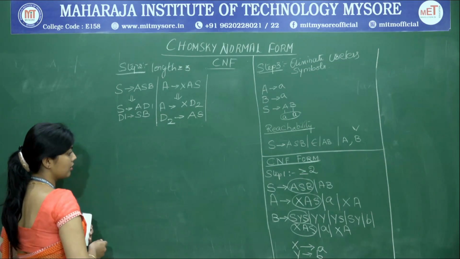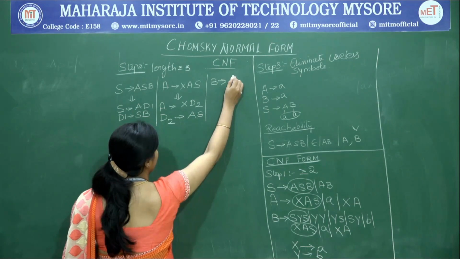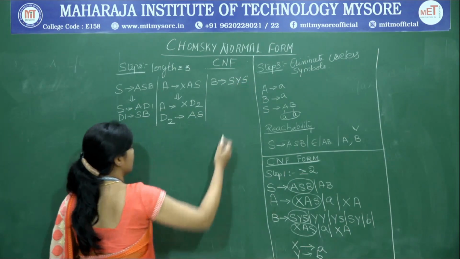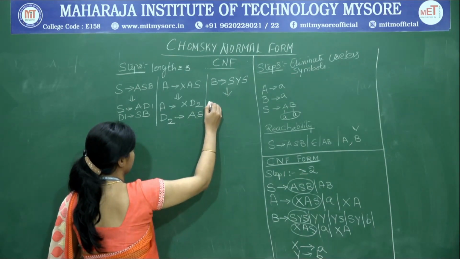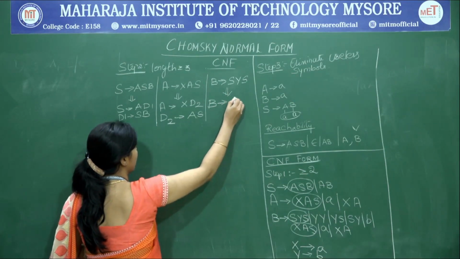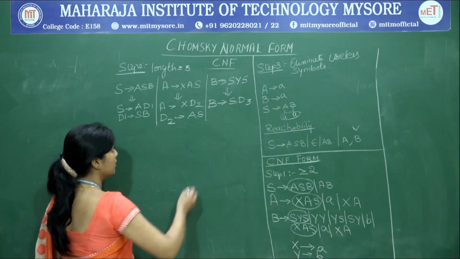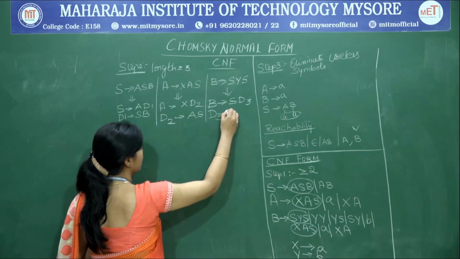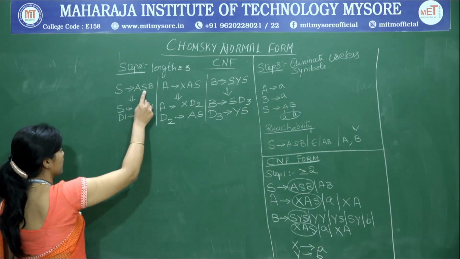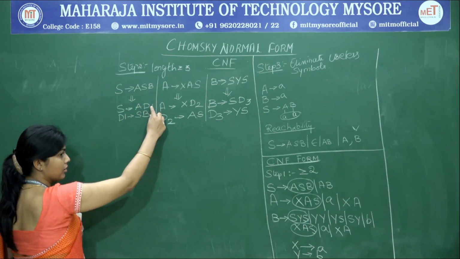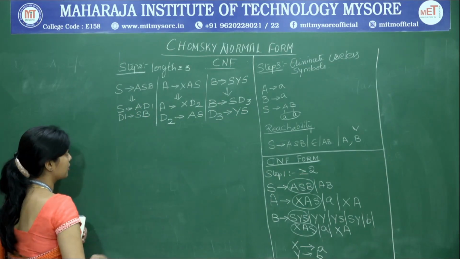Next, we will consider the third production, that is B goes to SYS. For this, we will make the production once again. So B goes to S D3, again a new variable D3. Next, D3 goes to YS. So we see here that the productions which had 3 symbols are reduced to 2 symbols on the RHS, and we have introduced new productions.